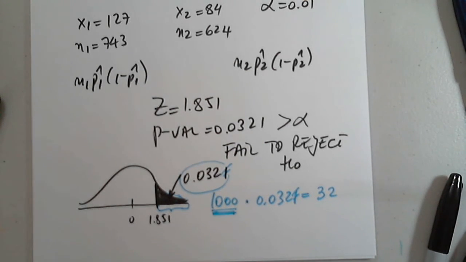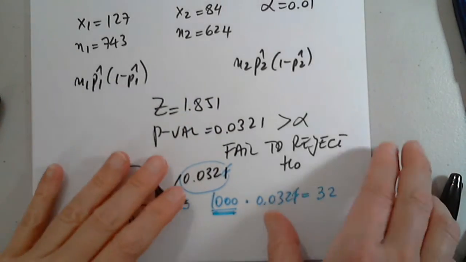I think we have 5 more minutes. Let's see. Oh, yeah, that's a good one. Let's also compute a confidence interval. Construct a confidence interval for P1 minus P2, given the level of confidence.